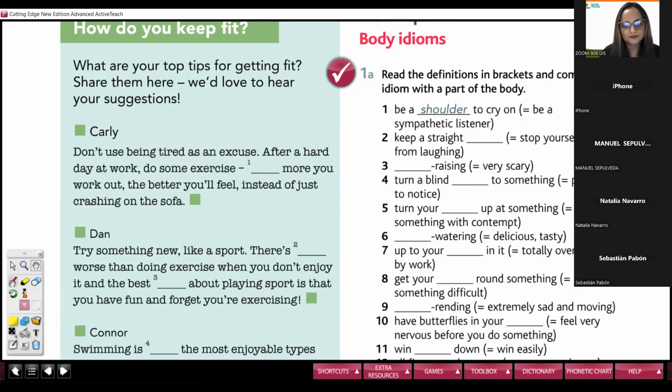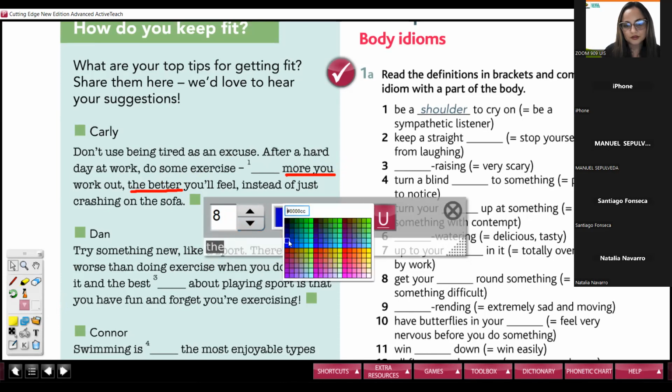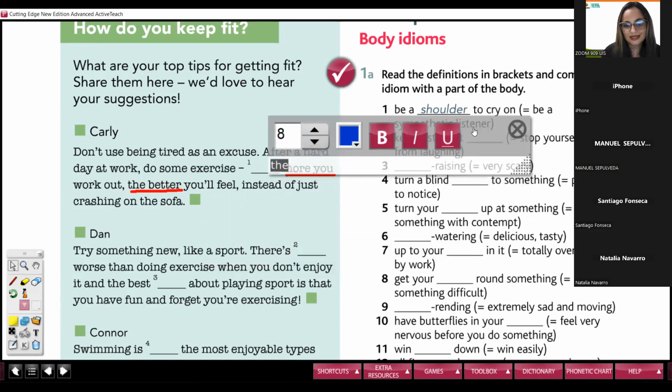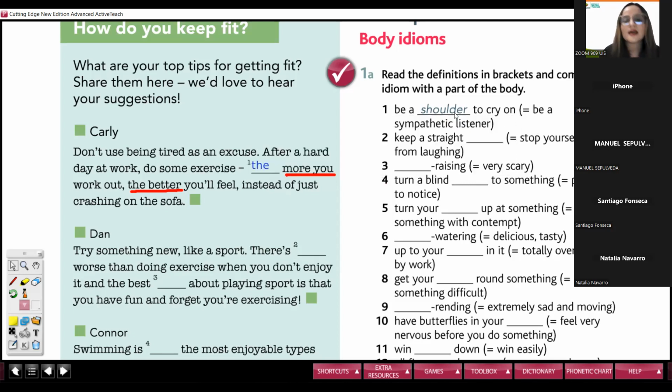What do you see here? Thank you, Santiago. Because you see the pattern of comparative, comparative, yeah? So we use the article the. Here you say, the more you work out, the better you will feel, instead of just crashing on the sofa, yes? Okay? Entre más entrenas, mejor te sentirás. Okay? Comparative, comparative.